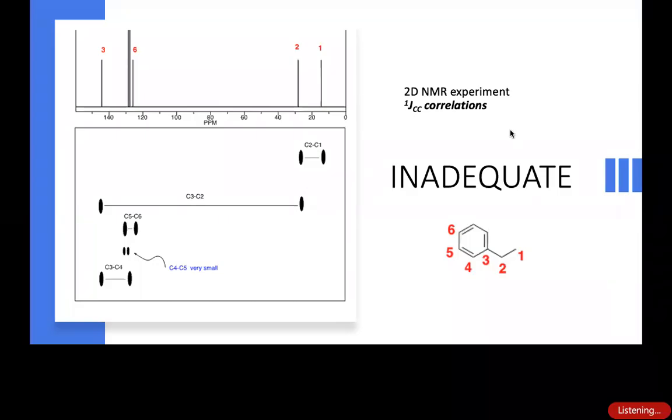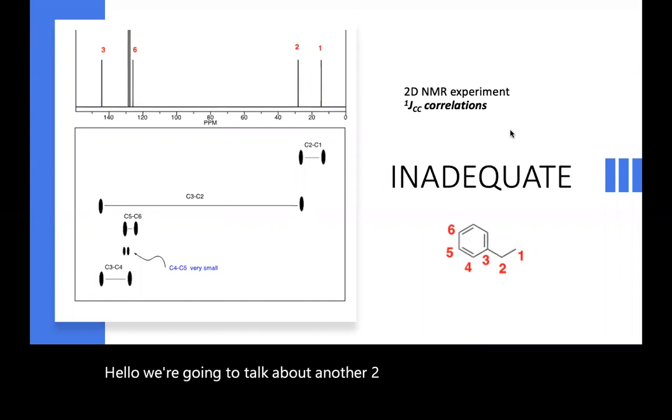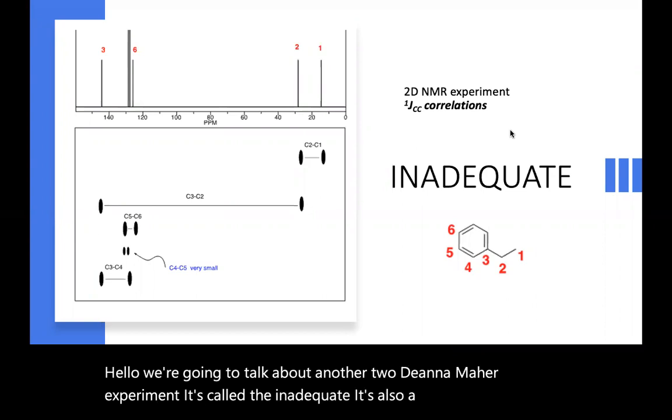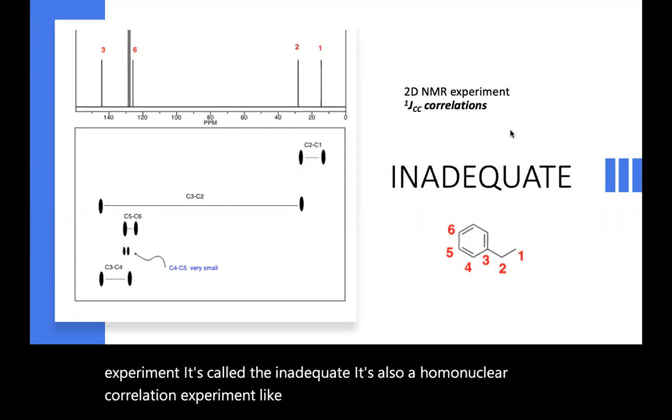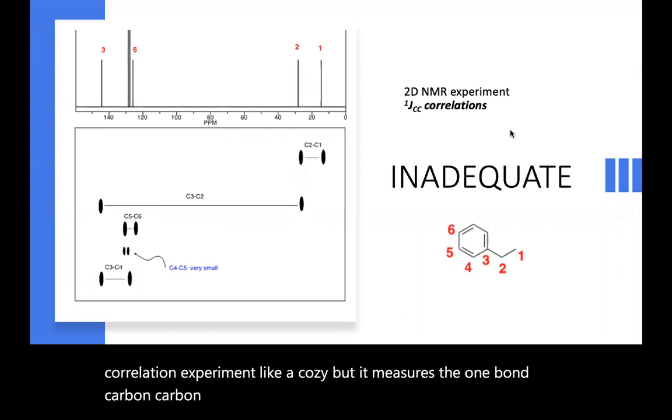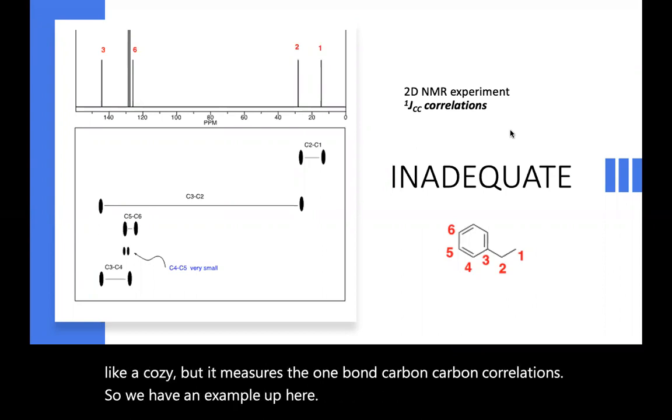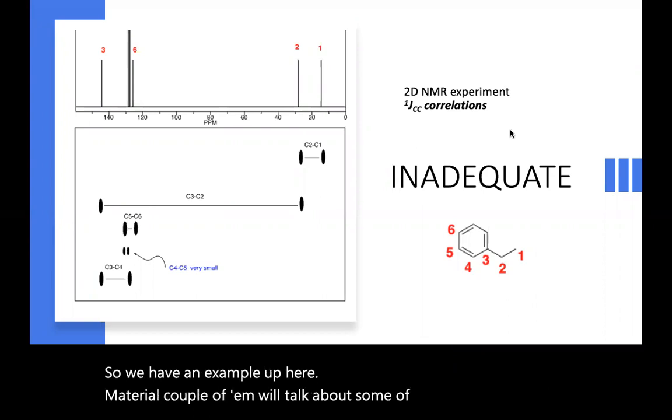Hello, we're going to talk about another 2D NMR experiment. It's called an INADEQUATE. It's also a homonuclear correlation experiment, like a COSY, but it measures the one bond carbon-carbon correlations. So we have an example up here. We'll go through a couple of them and we'll talk about some of the issues with it. So this is ethylbenzene.